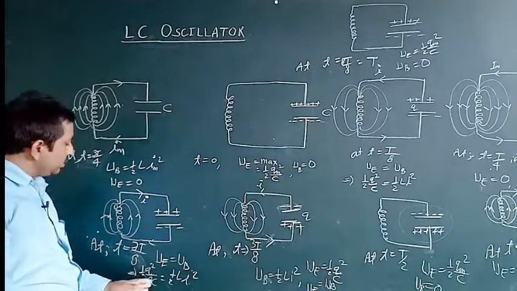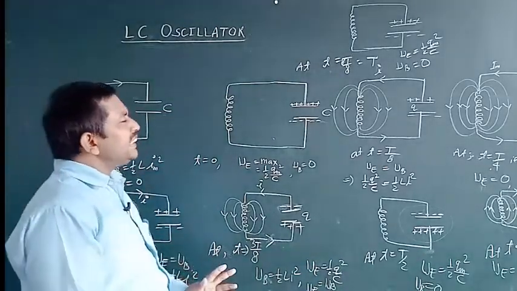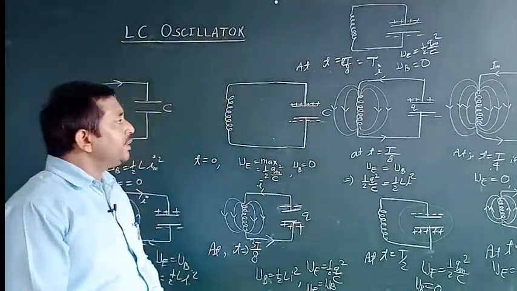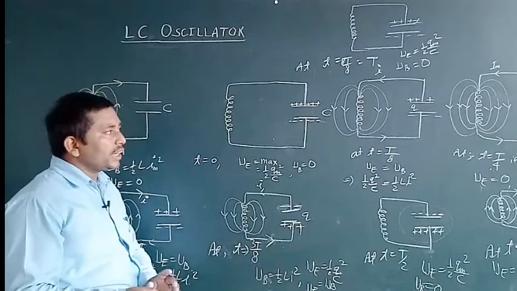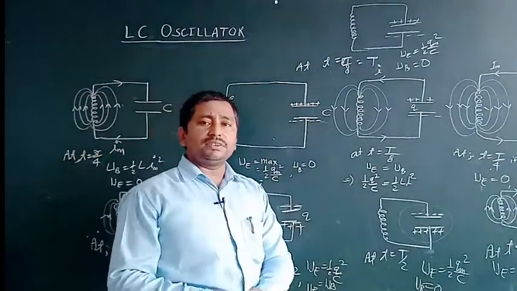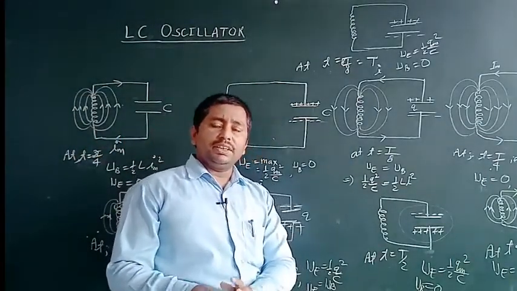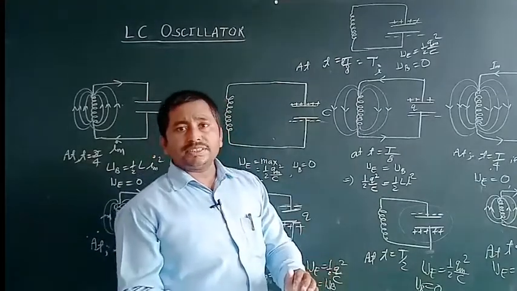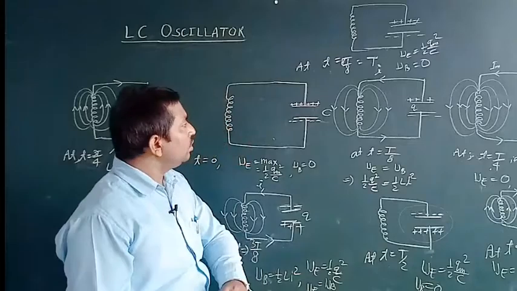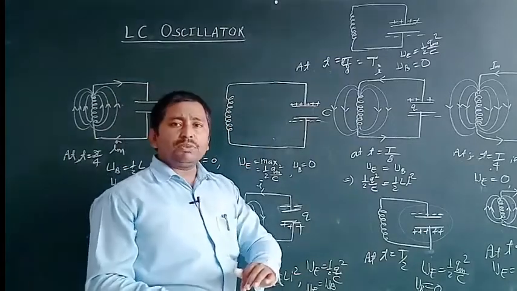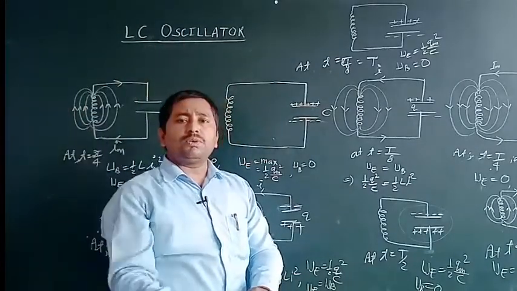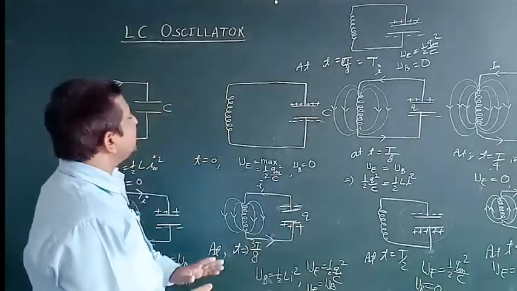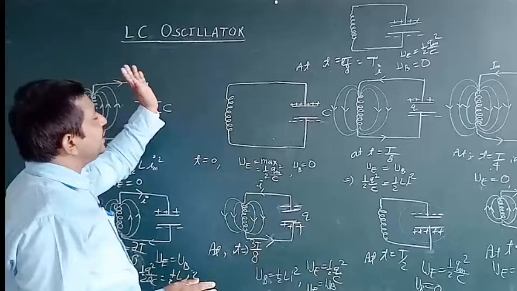Okay, so this will occur. These are the basic conditions of the LC oscillator. It means the energy stored in the capacitor will oscillate through the inductor in the form of electromagnetic energy, and then back as electrostatic energy in the capacitor. So the energy stored in the capacitor oscillates continuously with the help of the inductor. Okay, so this is LC oscillation.